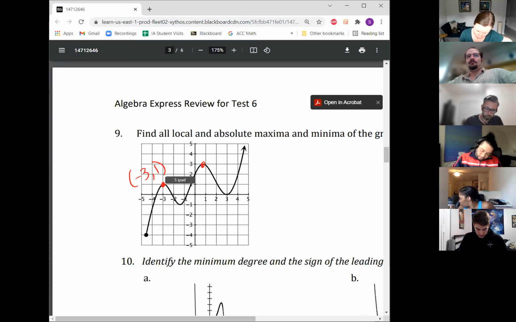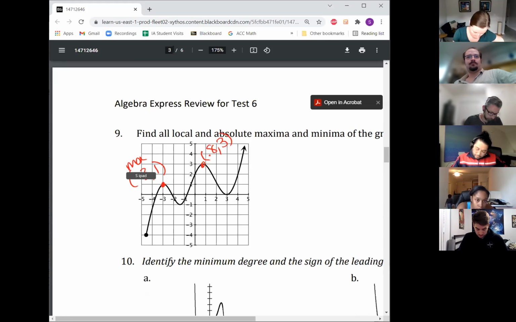And then 1,3. Yeah, I'd probably say it's a little less than 1, probably like 0.8, comma 3, because 1 is a little bit more over. And these are local max, so I'll write max over them so you don't get them confused. And I'll use blue for the minimums.